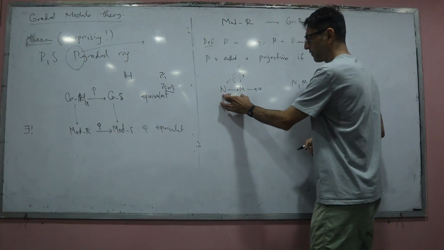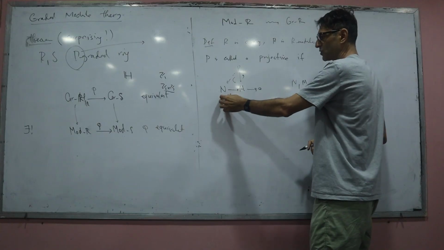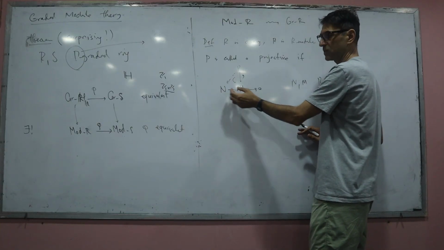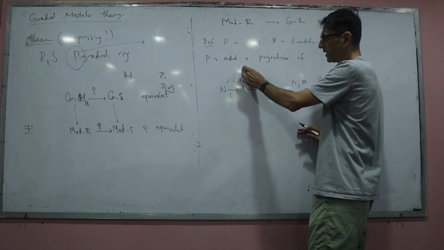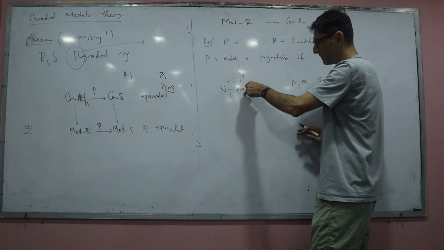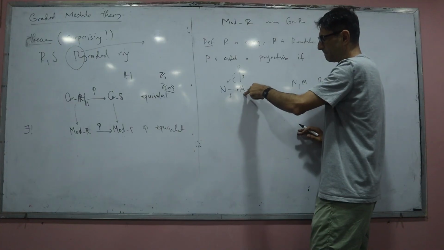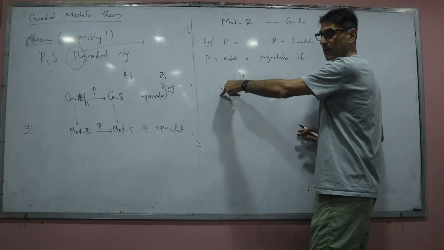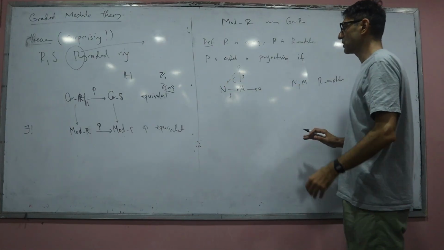So if F and G are given, because this is surjective, you can think of this as rather bigger than N because it's covering the whole N. So if P goes to M, then I can lift it up and say P goes to L, and this is commutative. This is called projective.